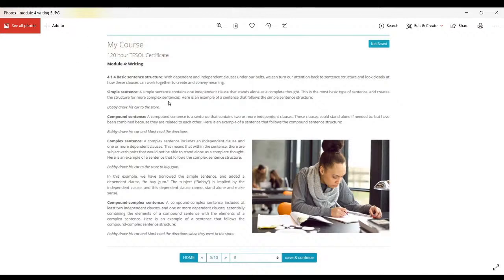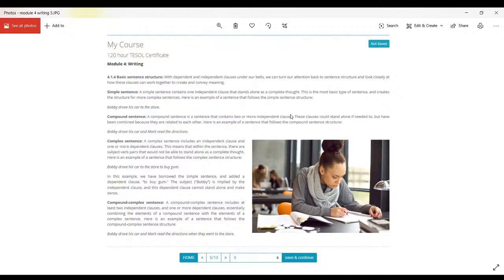4.1.4 Basic Sentence Structure. Okay, with dependent and independent clause under our belts, we can turn our attention back to sentence structure and look closely at how these clauses can work together to create and convey meaning. Simple sentence: Bobby drove his car to the store. Compound sentence: Bobby drove his car and Mark read the directions.